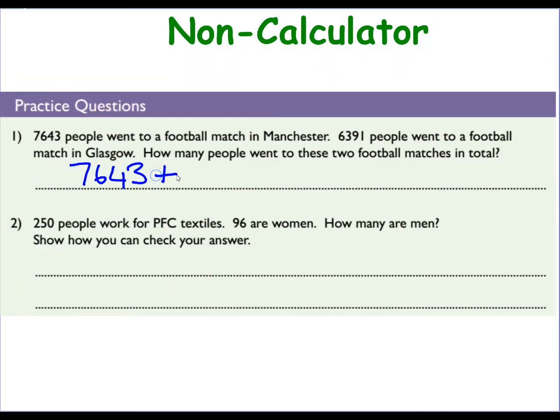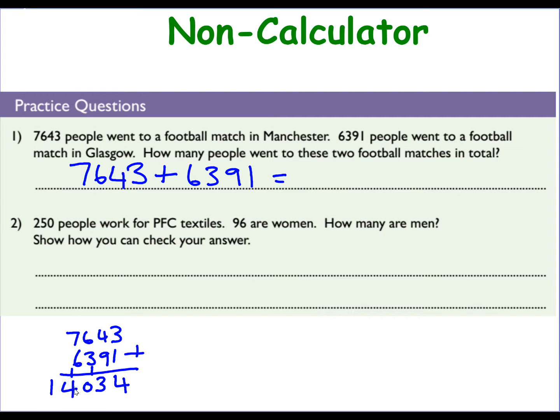7643 plus 6391. Now using whichever method that you've chosen, let's say the column method, let's add the two numbers together. So we end up with 14,034 fans going to the football match. Remember, the number means something. It's a number of people. Let's have a look at the next question.